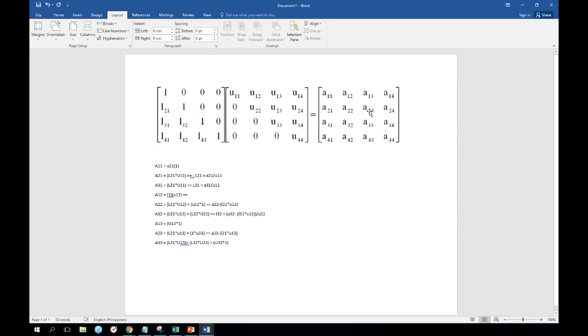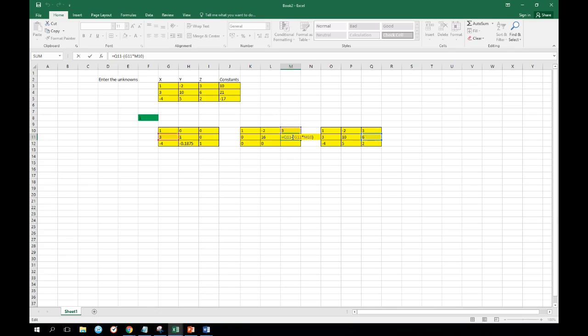A23 is L21. Since we're looking for the value of U23, alright, let's change the value here to -6.